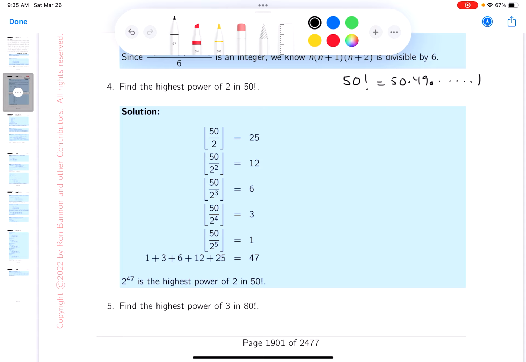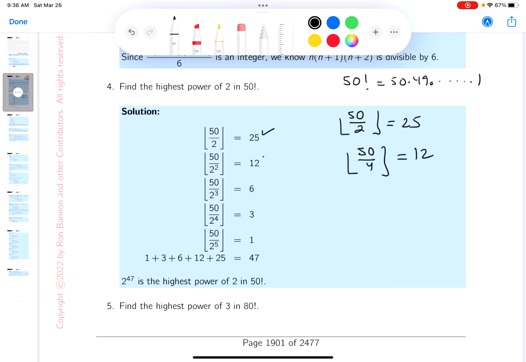What we're going to do is look at the floor function. So we're going to look at 50 divided by 2. The floor of that is 25. All right, let me put these written over here. Then it's going to be 50. The next power of 2 is going to be 4. Well, 4 goes into 50 12.5 times. So the floor there is 12.